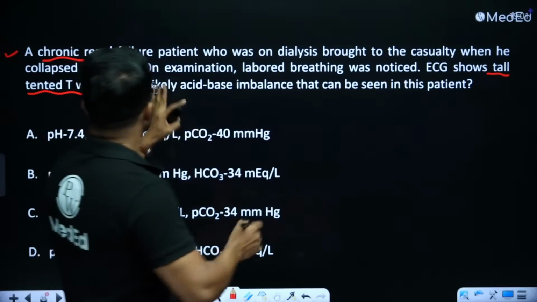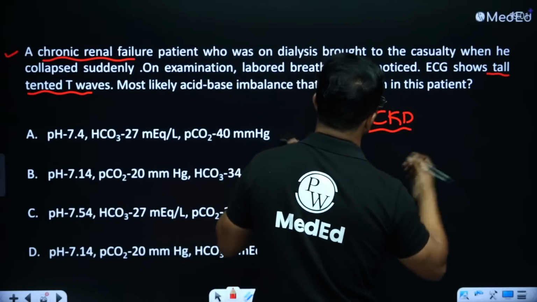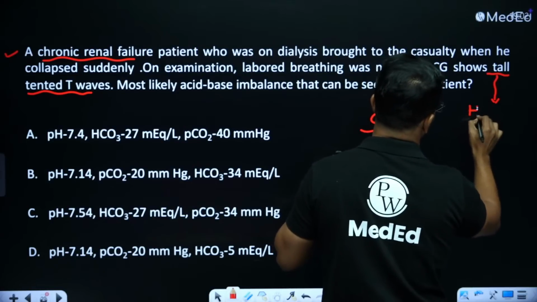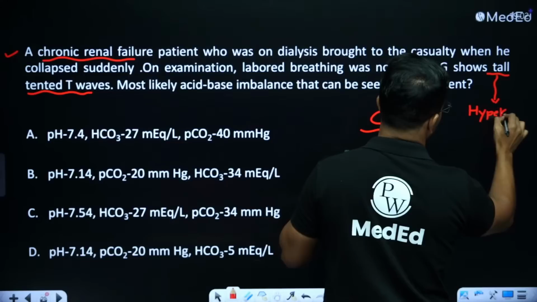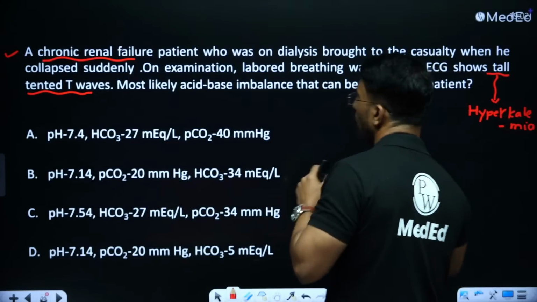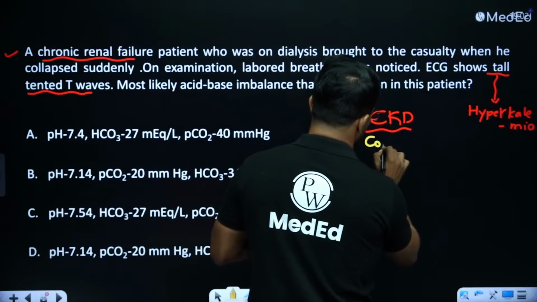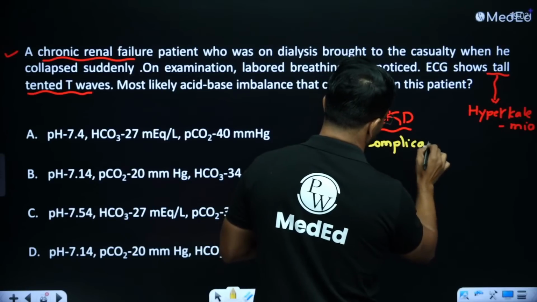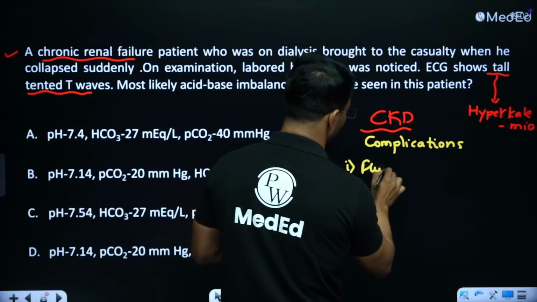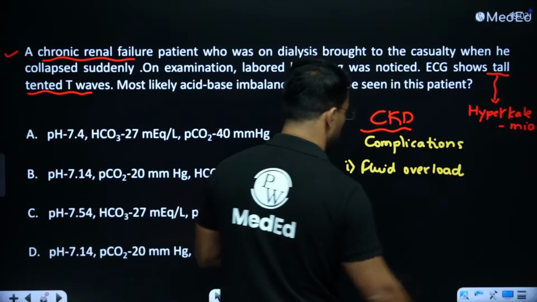So now we are dealing with chronic renal failure or CKD. What are the complications we can expect in CKD? One complication we are already seeing, that is tall tented T waves, which is nothing but suggestive of hyperkalemia. What other complications can we get in CKD? The complications of CKD include, the first one, fluid overload. So the patient can have edema and pulmonary edema, shortness of breath.